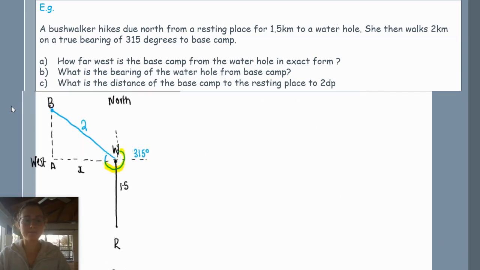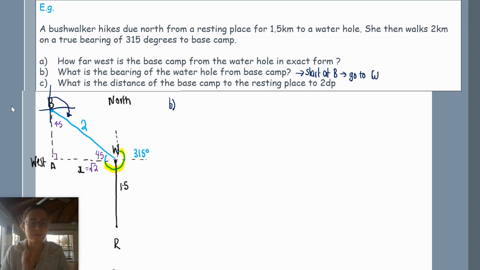Let's move on to B. What is the bearing of the waterhole from the base camp? So remember, we start with whatever is after the from. So we're going to start at the base camp, our capital B, and then we're going to figure out the bearing to the waterhole W. So at B, you might like to draw, again, your north, south, east, west. Okay, and we're looking for this angle here, from north to the line in the direction of W.